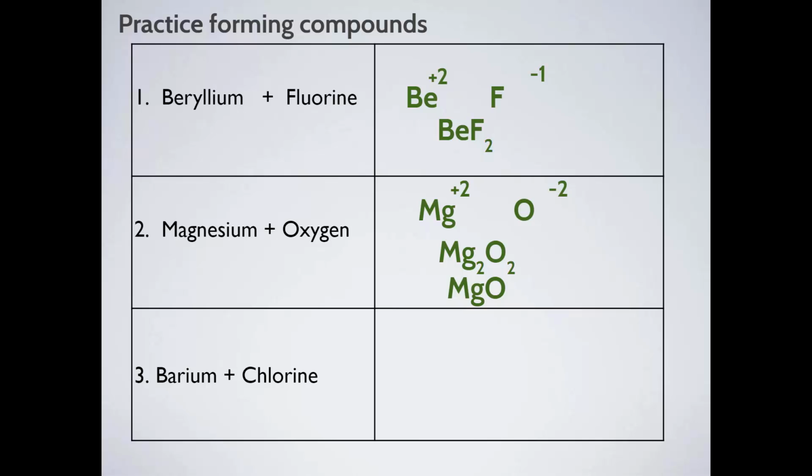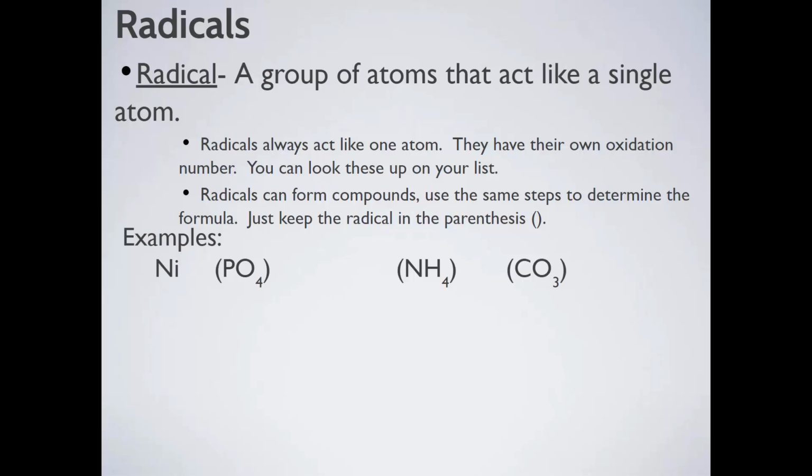Barium, not beryllium, barium. It's another element. And chlorine, Olympia. Barium, oxidation number? And chlorine? Not +1? -1? Formula? BaCl2.